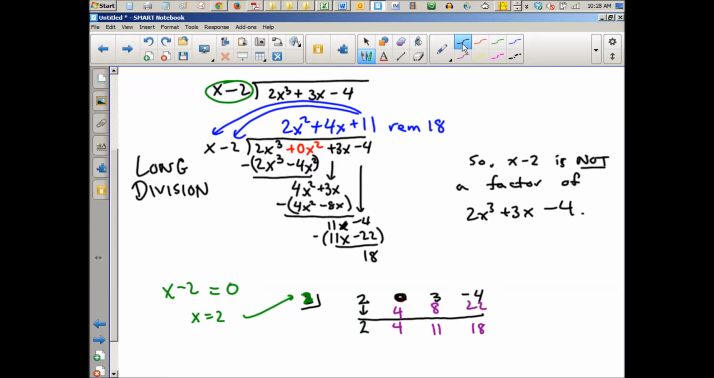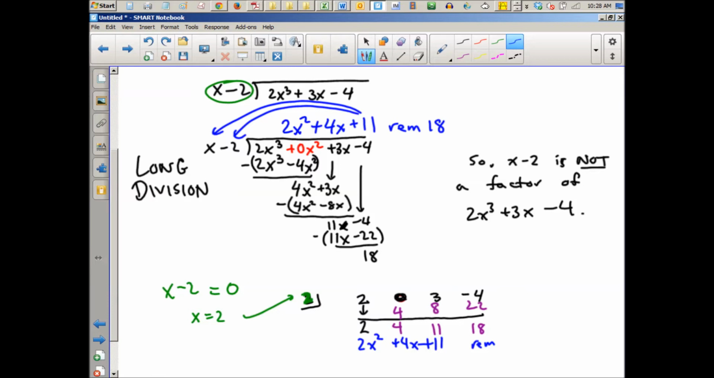Okay, so what is this? This actually represents what you see up above. This is the 2x squared plus 4x plus 11 quotient. And this is the remainder, 18. It's the same answer we got using long division, which you have to admit is a little bit less writing. 2x squared plus 4x plus 11, remainder 18, same thing I had up here, less writing, much simpler. Okay, so we're grateful for whoever invented synthetic division.